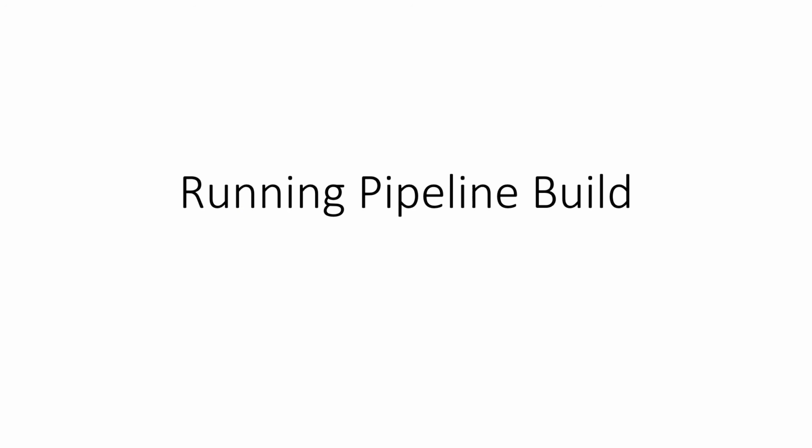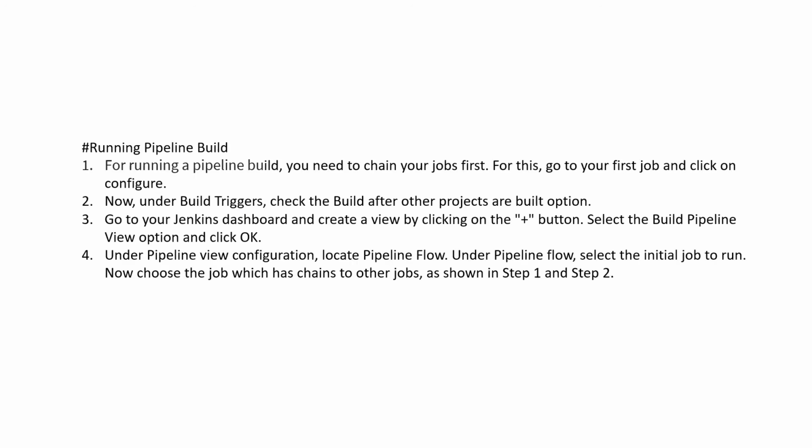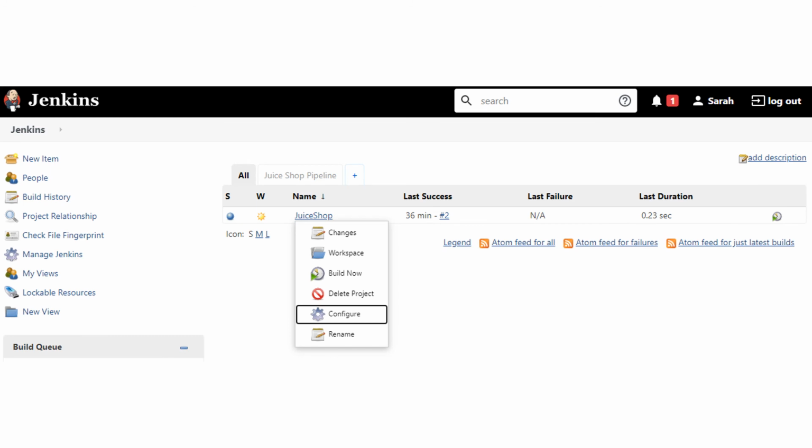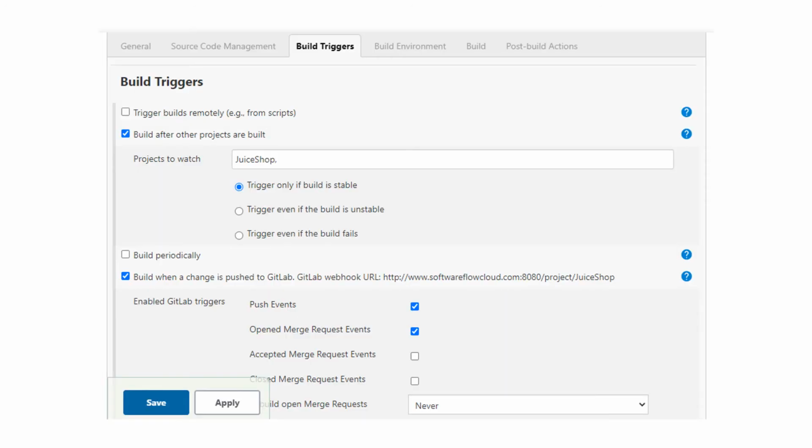Next, we are running pipeline build. Here are high-level steps for running pipeline build. I will go through each one of them. For running a pipeline build, you need to chain your jobs first. For this, go to your first job and click on Configure. Now, under Build Triggers tab, click the checkbox next to Build after other projects are built.